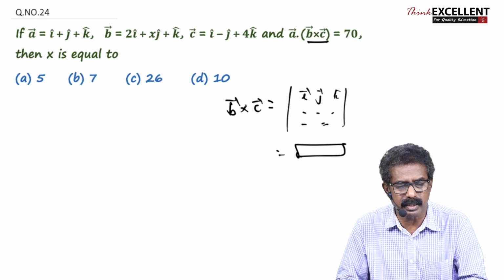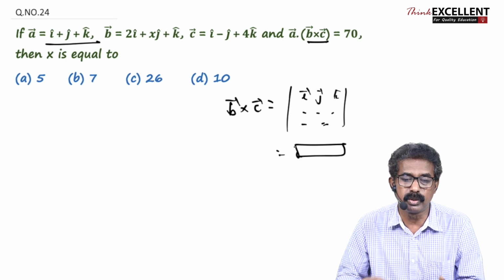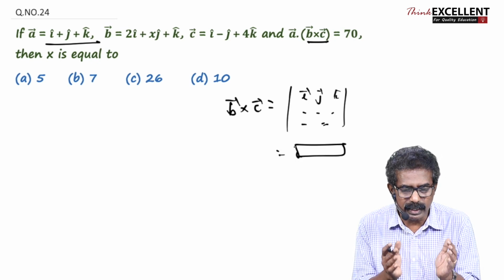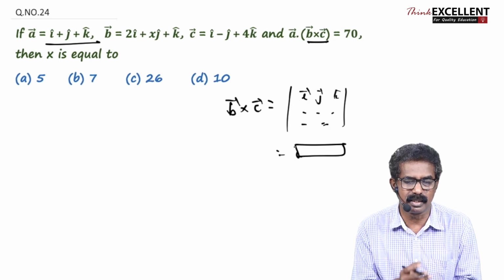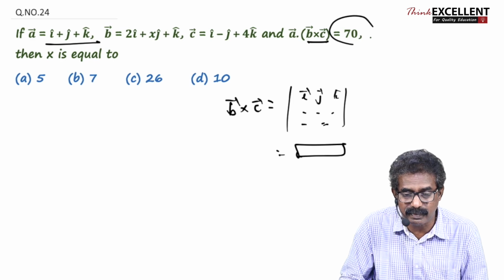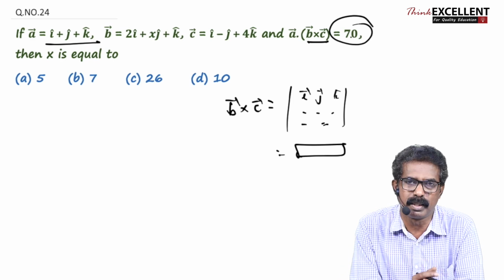Then A dot B cross C. A vector you know, B cross C, you take the dot product. You will get a scalar with some x in it, right? Equate that answer with what? 70, you can find that. That is the actual method here.